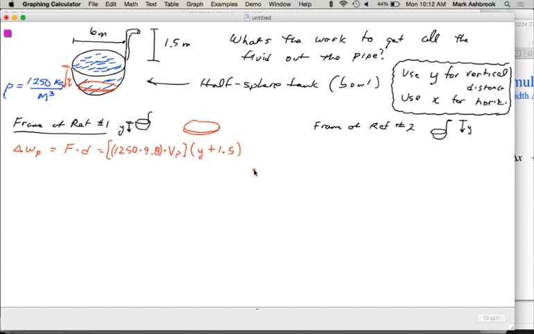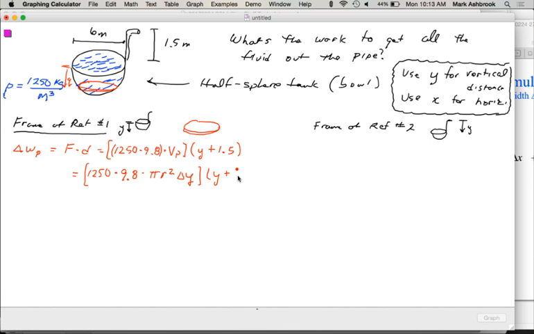Does it make sense? Okay, so what's left to do? We've got to find the volume of a pancake. So we've got our 1250 times 9.8. Volume of a pancake is the same as it's always been: pi r squared times the height. The height is a little change in y. So weight density times volume gives weight. And the force to lift something is weight, right, times y plus 1.5.